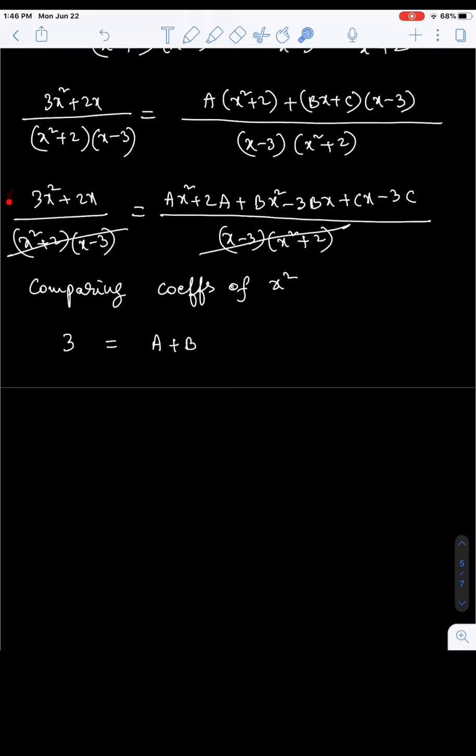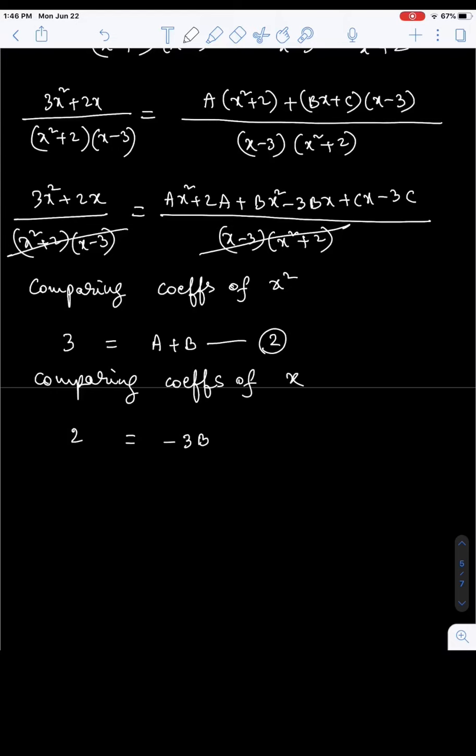Again I will repeat and explain. This is the coefficient of x square, and here a plus b. So this is equation 2. Again comparing coefficients of x this time. What is the coefficient of x here? 2. So 2 is equal to this side, minus 3b plus c. Okay. This is equation 3.